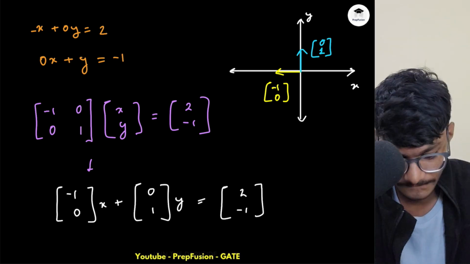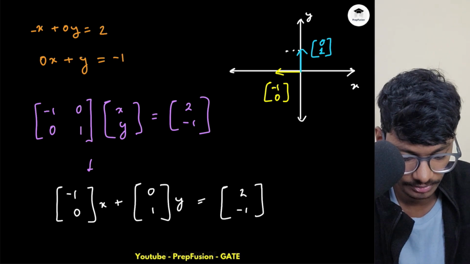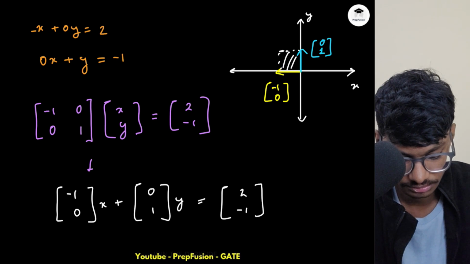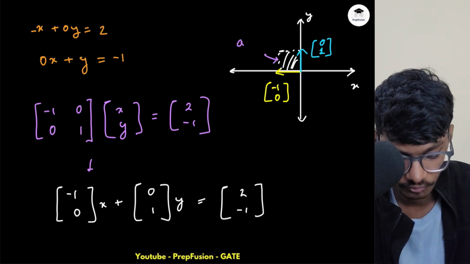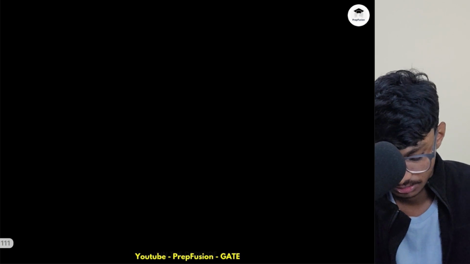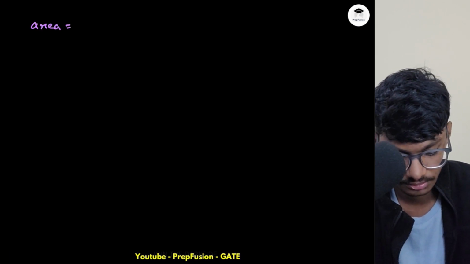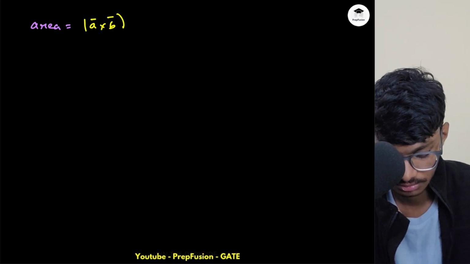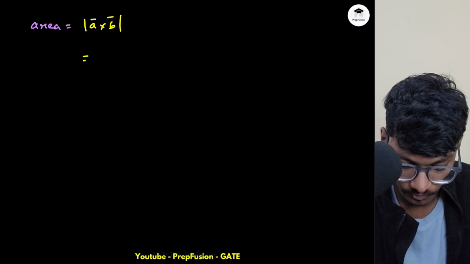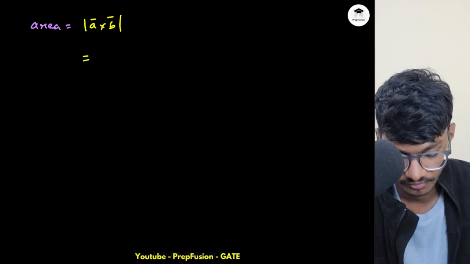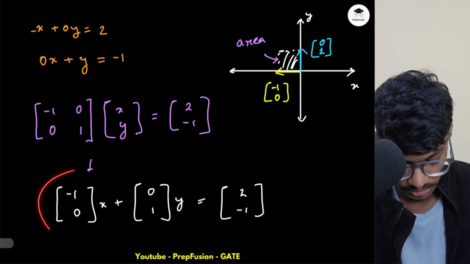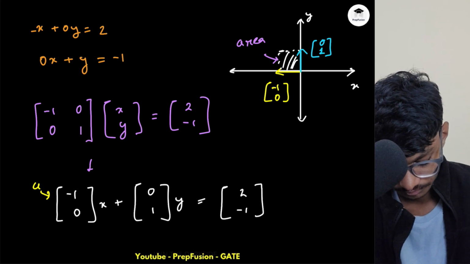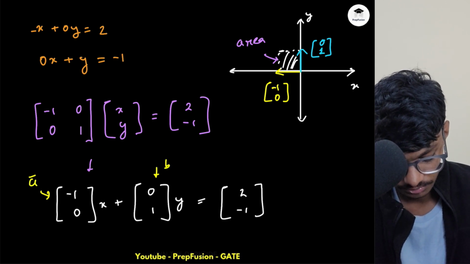So here, if I write the determinant, or the area of this, what will be the area of two vectors? It is basically the magnitude of A cross B, simply. So what is our A in this case? If you observe this carefully, our A is this one. So I will write this as A bar, and this as B bar.